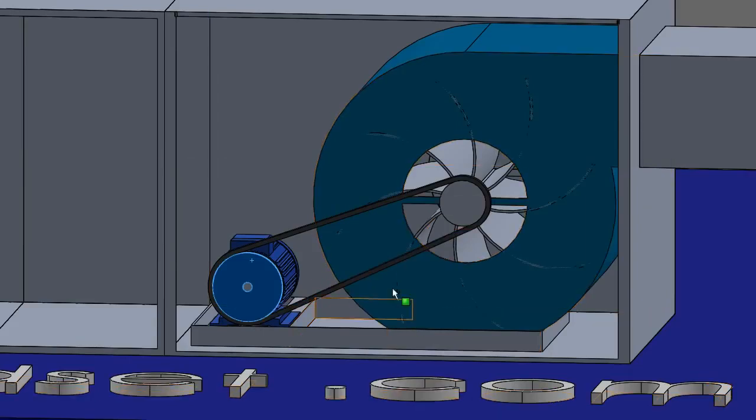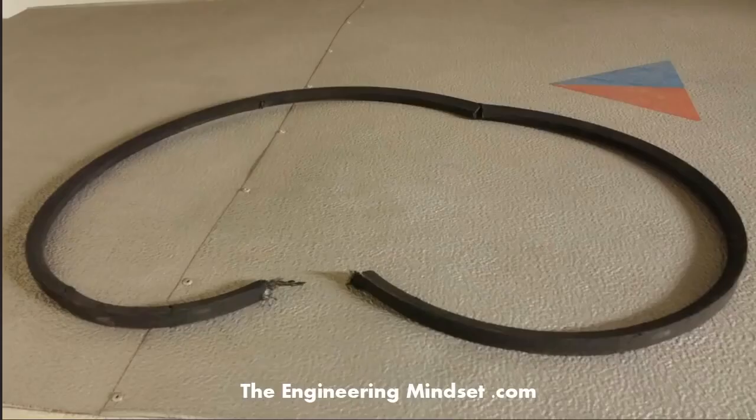Now I mentioned the belt drive there. These belts also need to be replaced periodically. They will break, and they will wear down. In fact, I've got an example here. So this is a broken V belt used on one of the AHUs, and you can see there it's just completely snapped, and this has had to be replaced.